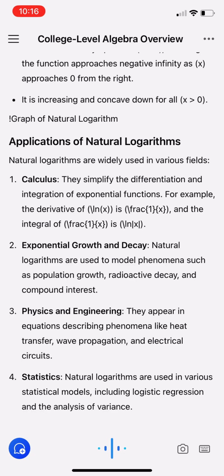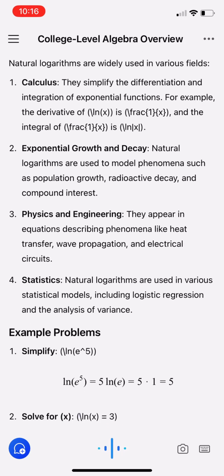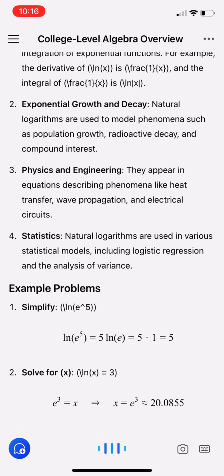Natural logarithms are used to model phenomena such as population growth, radioactive decay, and compound interest. Physics and engineering: they appear in equations describing phenomena like heat transfer, wave propagation, and electrical circuits. Statistics: natural logarithms are used in various statistical models, including logistic regression and the analysis of variance.